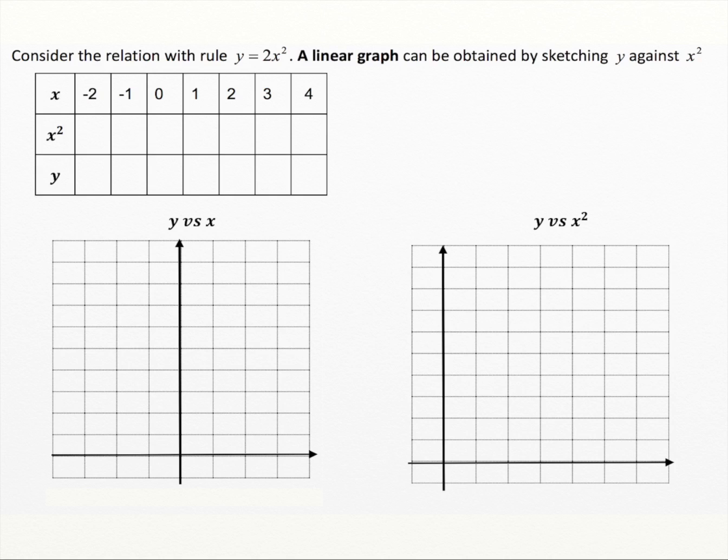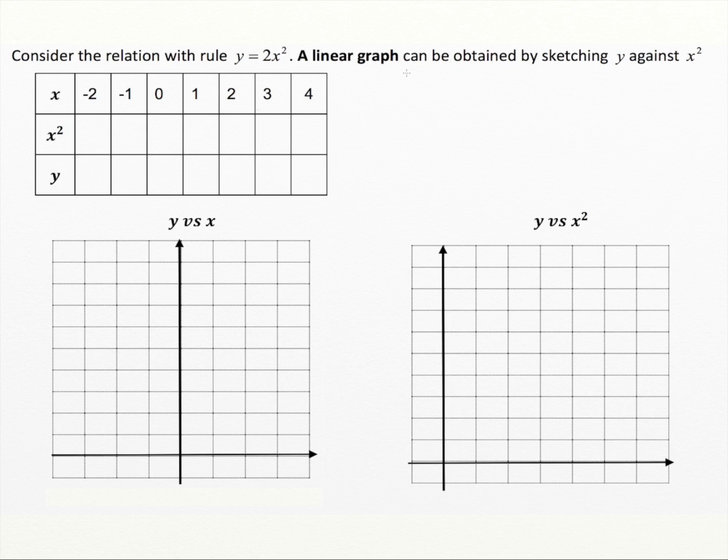So if we were to consider the relation of the rule y equals 2x squared, a linear graph can be obtained by sketching y against x squared. So what I'm going to do first is sketch the actual equation of y equals 2x squared, and then I'm going to show you what it looks like when we linearize it. If you think back to statistics, this is very similar to chapter 5 where we linearized data.